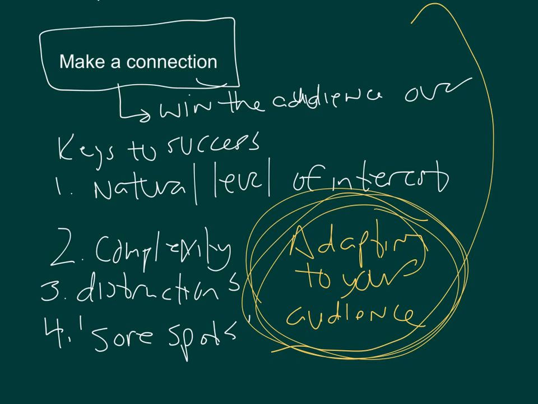And so the idea of adapting to your audience then is that every audience is different, and so you have to make adjustments. And so planning these things out, complexity, distraction, sore spots, is the key to adapting well to your audience and making that connection.